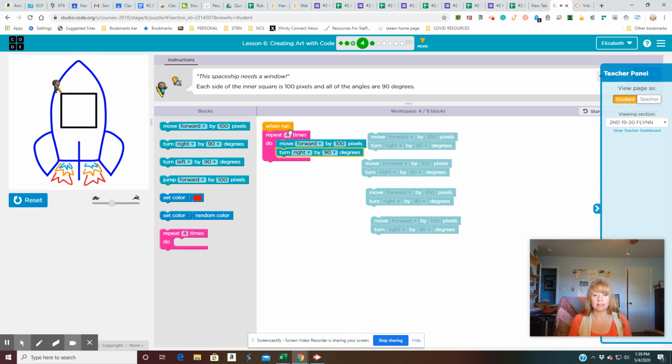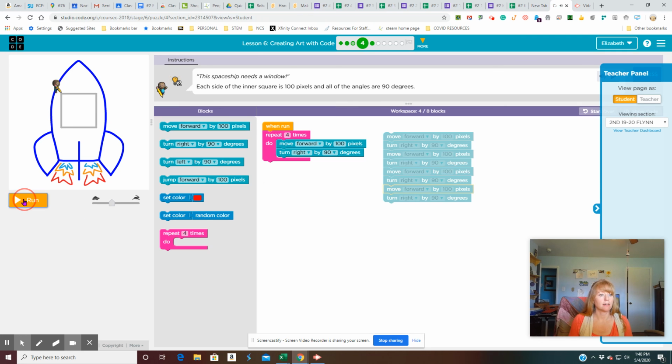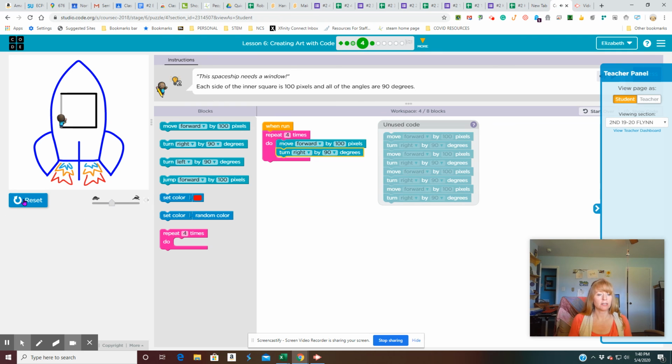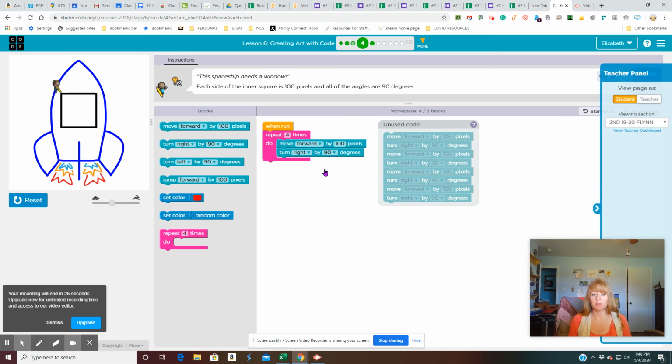And what we've done is we've solved the same problem in a different way. Repeat 4 times, move forward by 100 pixels, turn right by 90 degrees. That code means exactly the same thing as this code over here on the right. So if I run it, the artist will still draw a square, but he used less blocks. Good luck and have fun with creating art with code.